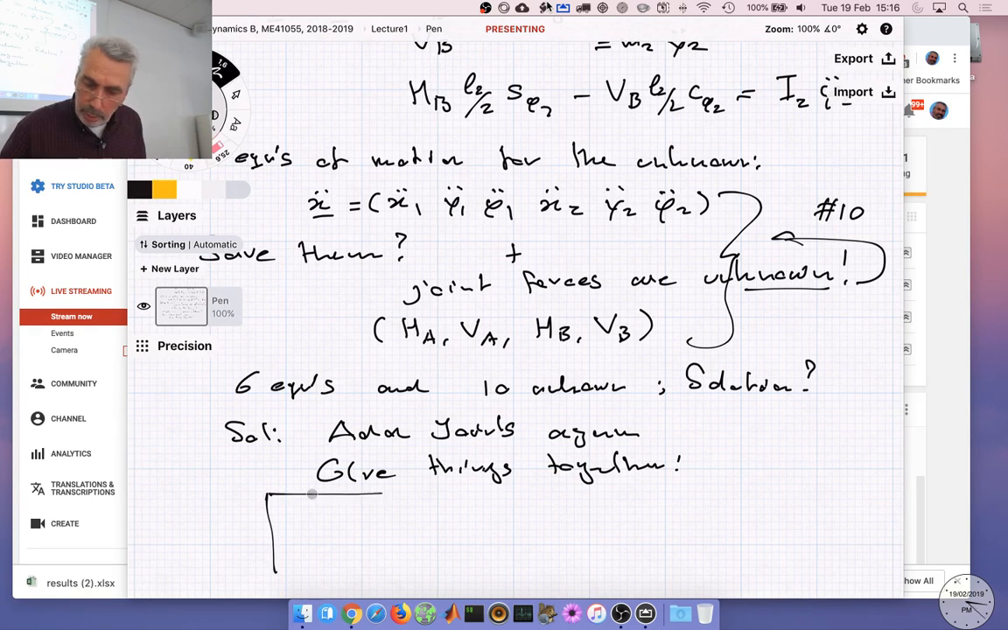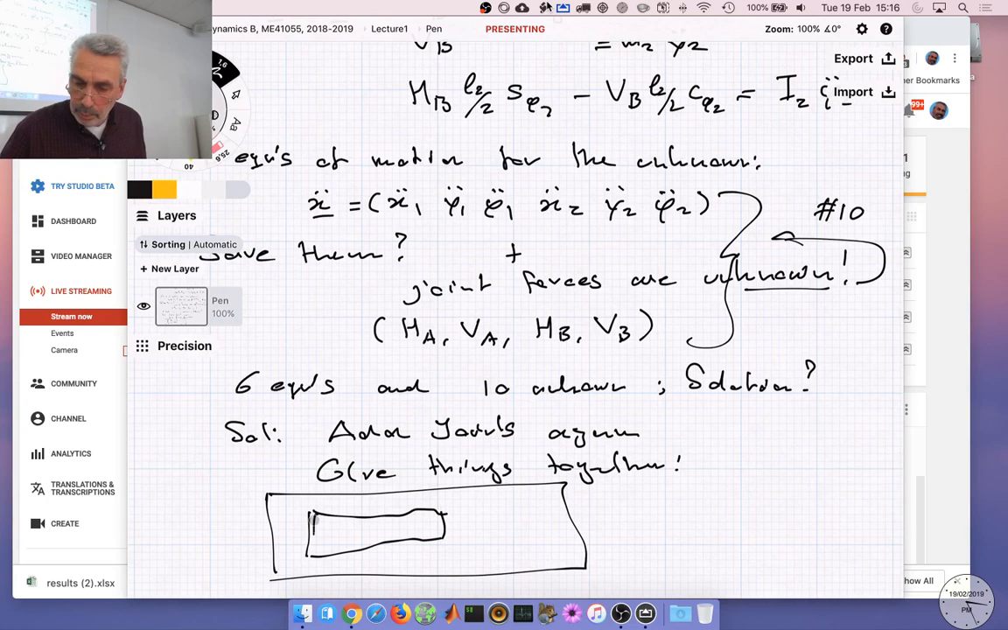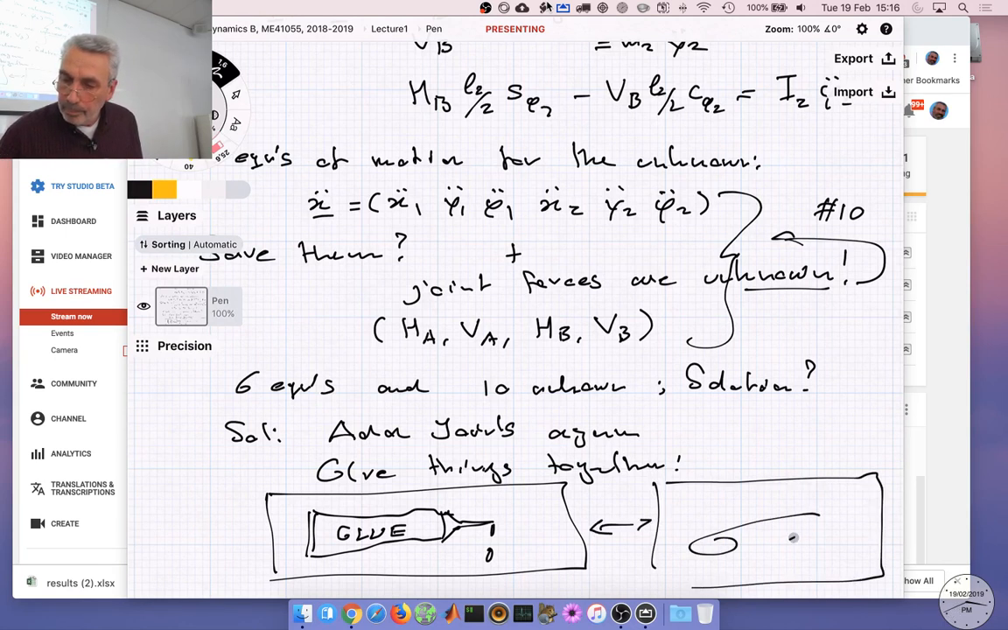So I always draw this. It goes like this, right? Glue. If you use scissors, you always need glue. Scissors, glue. Now the scissors we've done, and through the scissors we've got our joint forces and so on. So what is the glue? We have to add the joints.